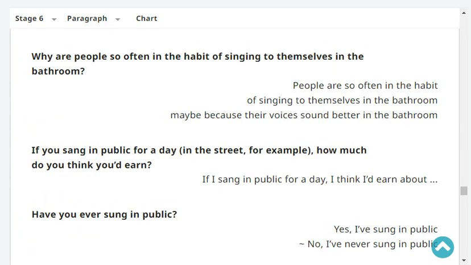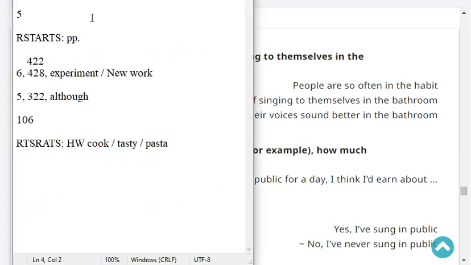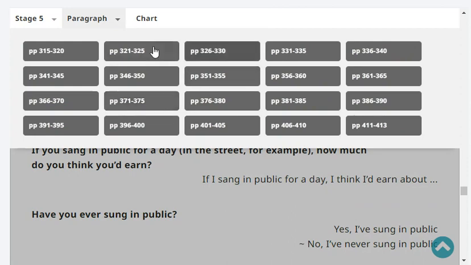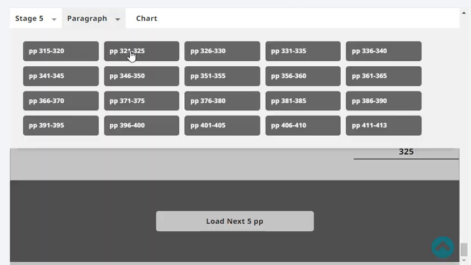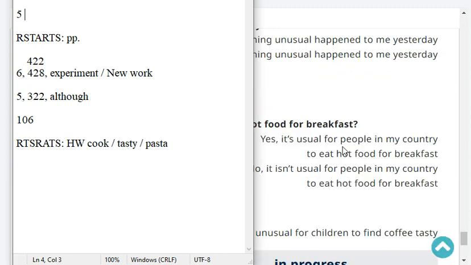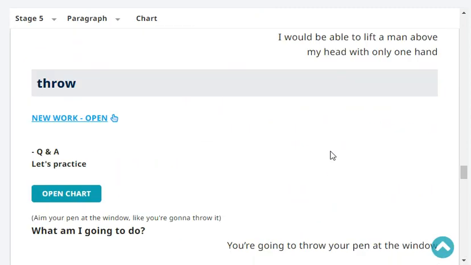Okay, so now let's move on to reading. Okay, so our reading is at stage 5, page 322. Okay, and our last head word was although. Okay, start with head word cook, tasty, pasta.